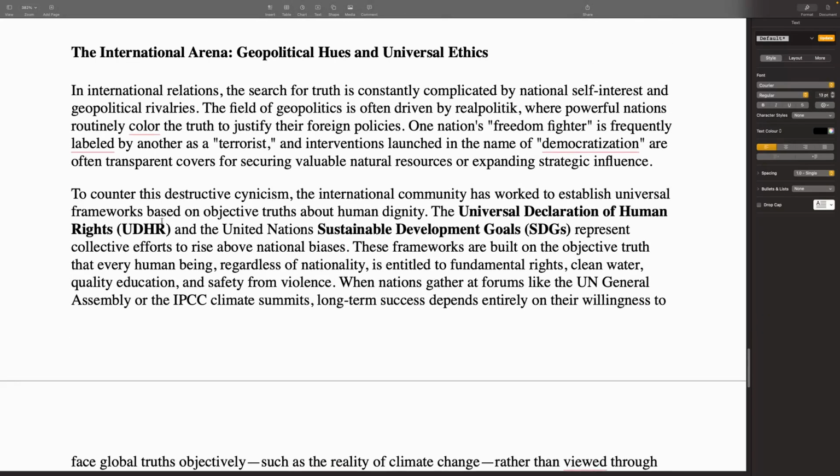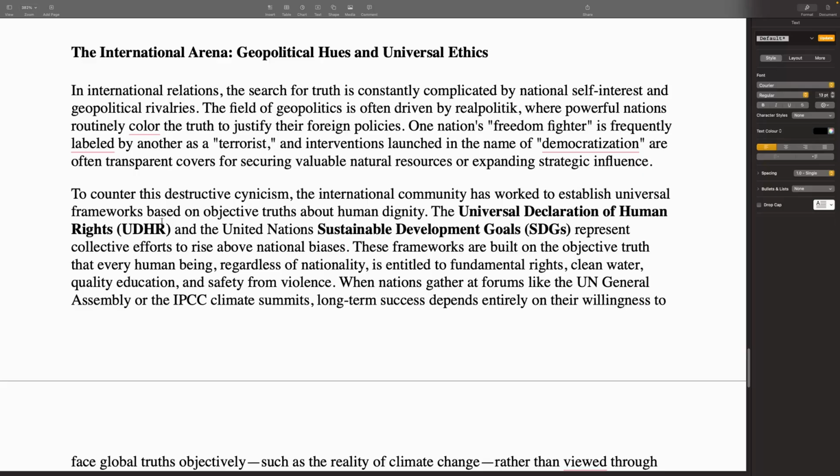In international relations, the search for truth is constantly complicated by national self interest and geopolitical rivalries. The field of geopolitics is often driven by realpolitik, where powerful nations routinely color the truth to justify their foreign policies. One nation's freedom fighter is frequently labeled by another as a terrorist, and interventions launched in the name of democratization are often transparent covers for securing valuable natural resources or expanding strategic influence.